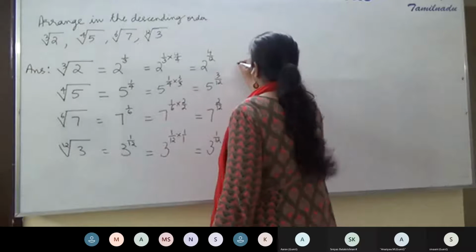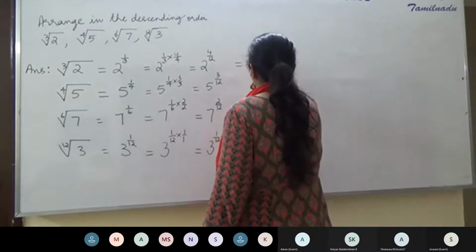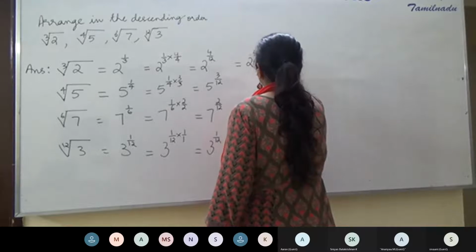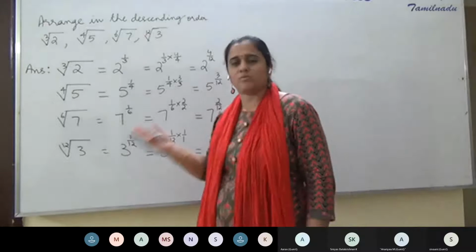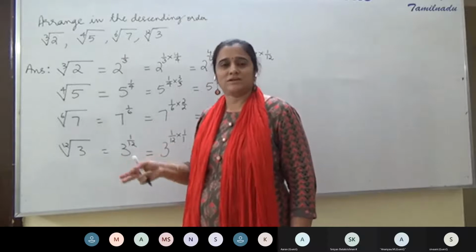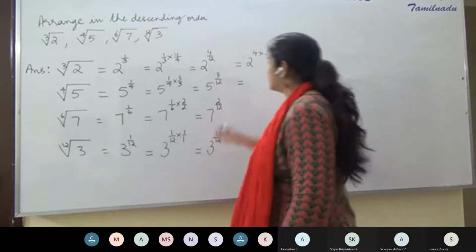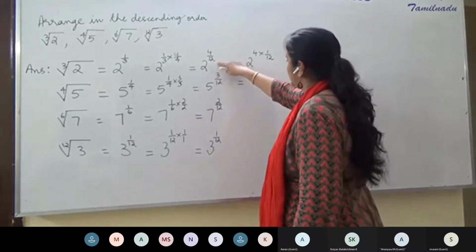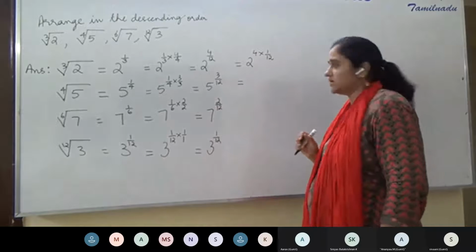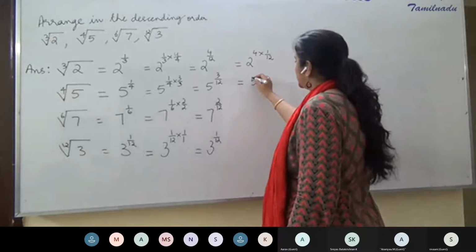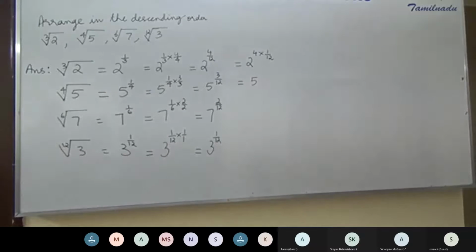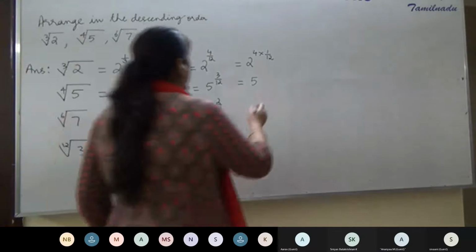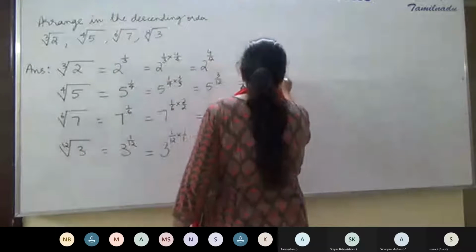Now children, write this as 2 to the power 4 into 1 by 12. Correct, right? 4 into 1 by 12 is 4 by 12. So now write the power 4 by 12 as 4 into 1 by 12. So now tell me, what should I write here? 5 to the power? 3 into 1 by 12.